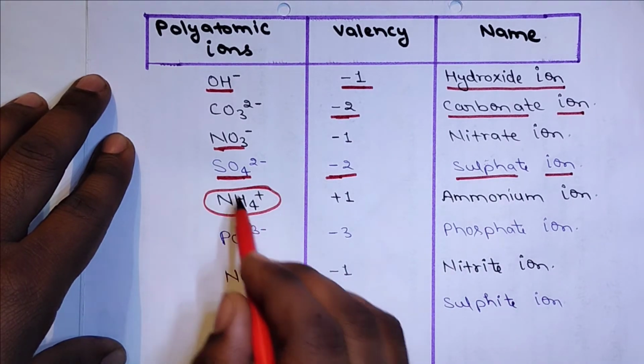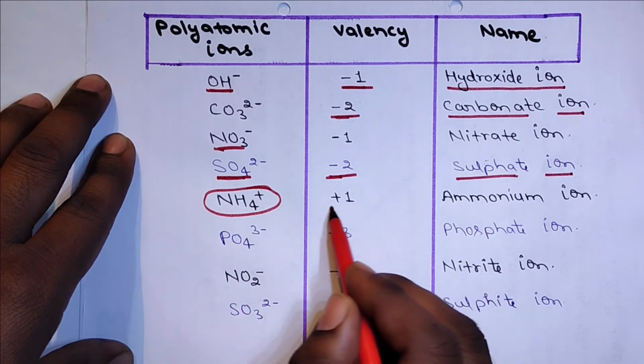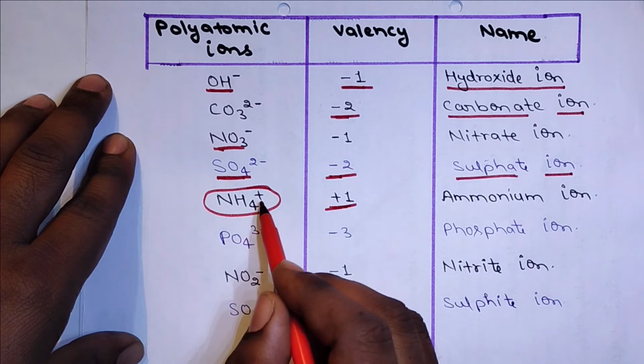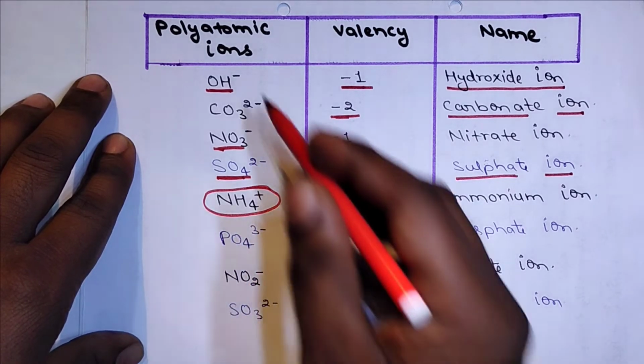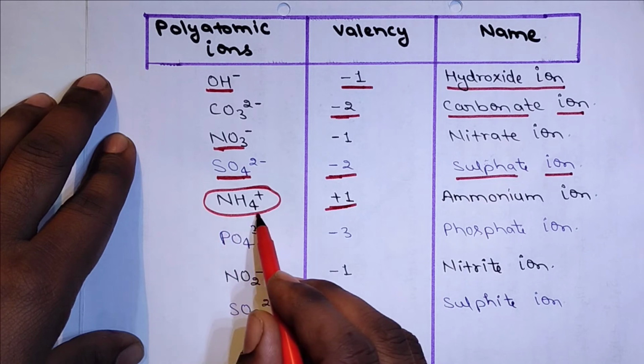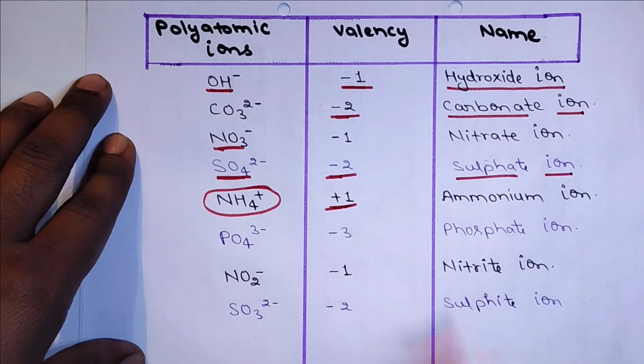This is an important ion. NH4 plus, ammonium ion. Its valency is +1. It is the only polyatomic ion which has a plus charge, and all the rest have a negative charge. So NH4 plus, its valency is +1 and its name is ammonium ion.